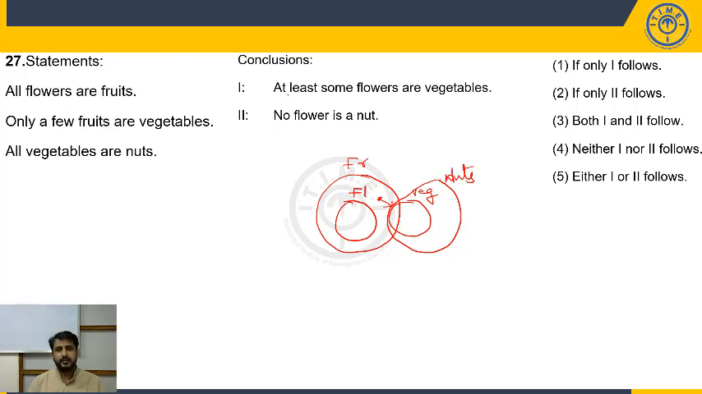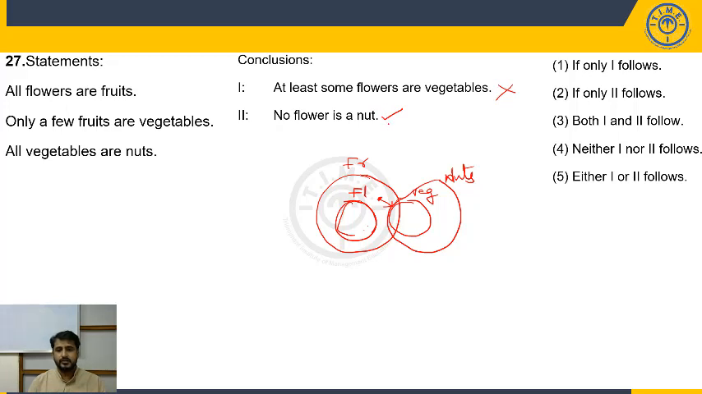What is given? First conclusion: at least some flowers are vegetables. Is some flowers are vegetables? No. Flowers and vegetables we do not have any relation. So it does not follow. Second: no flower is a nut. Yes. No flower is a nut. So negative conclusion is true.